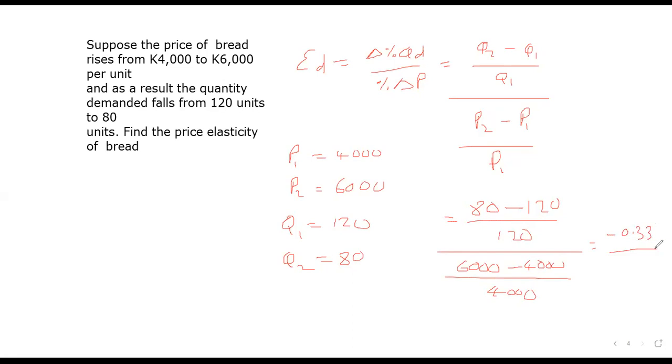And below, 6,000 minus 0.5 divided by 4,000. We get what? 0.5. We get as our elasticity 0.666. And 3 divided by, so we get what? Negative 0.666. Yeah.